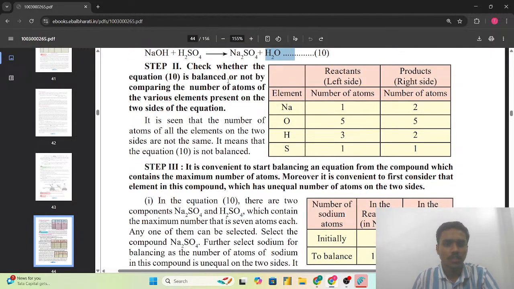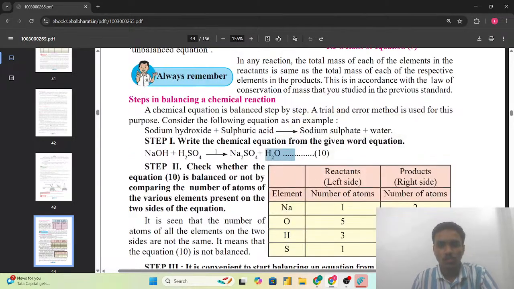Now step 2. Check whether the equation is balanced or not by comparing the number of atoms of the various elements present on the two sides of this equation. So we have to compare. Again, we have to make this table, as this table is important while starting from the base for balancing a chemical reaction. So it is necessary that we try to make such a table, the simple one.